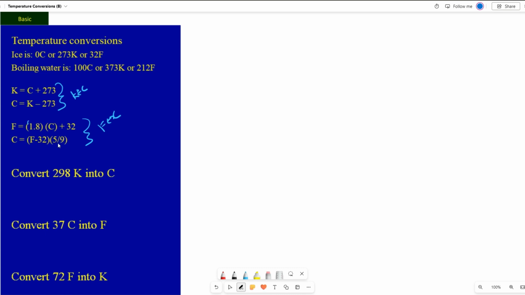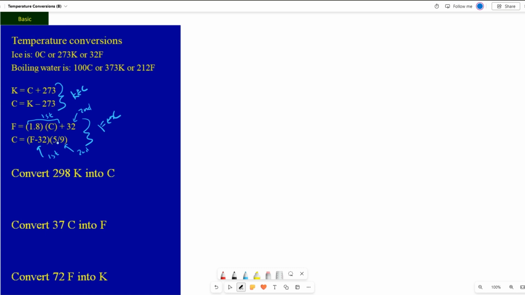The order that you do those operations is important. For the top one here, you have to multiply by 1.8 first, and then add 32 second. For the bottom one, you subtract 32 first, and then multiply by 5/9 second. All right, let's take a look at some examples of how to convert back and forth between Celsius, Kelvin, and Fahrenheit so that you can make sure that you're using these formulas correctly.